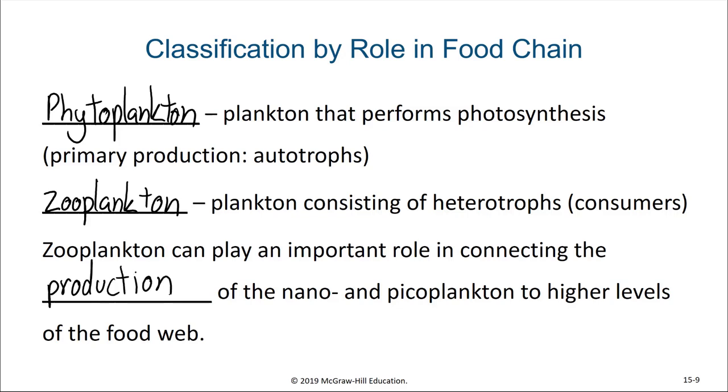To higher levels of the food web. Because it turns out that many of these plankton that are smaller than net plankton are also producers as well. There are photosynthetic bacteria and archaea, such as cyanobacteria and even some of the smaller ciliates, and those cannot be consumed by fish, but they can be consumed by the zooplankton, and the zooplankton then take their energy and organic molecules to higher levels of the trophic web.